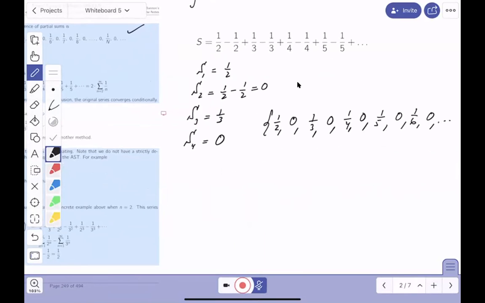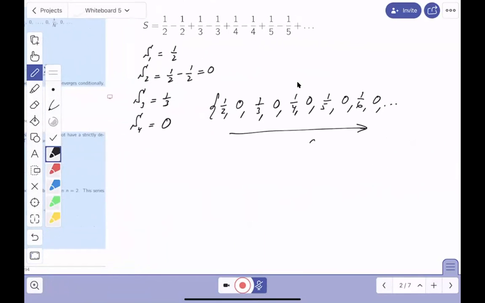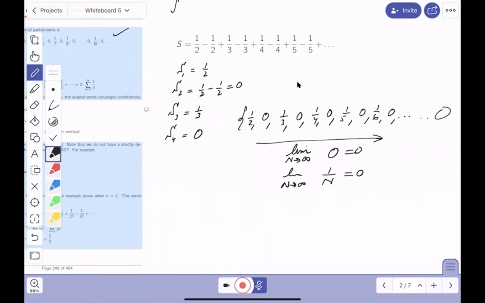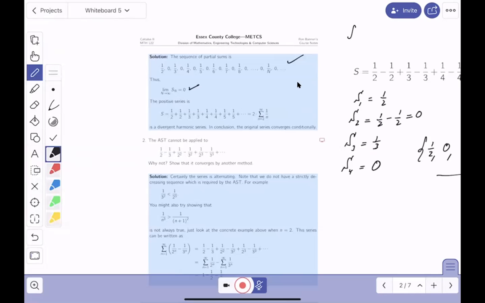So what's the limit? If I'm looking at this over here, I hope you realize that one of the terms would be 0 and the other term would be 1/n. Let's look at the limit of that. The limit as n goes off to infinity of 0 would be 0. And the limit as n goes off to infinity of 1/n would also go to 0. So I'm going to say the limit of that sequence is definitely 0. So we put that down.